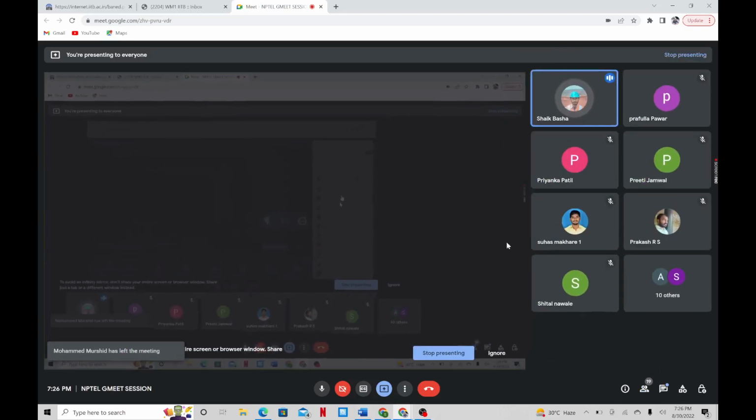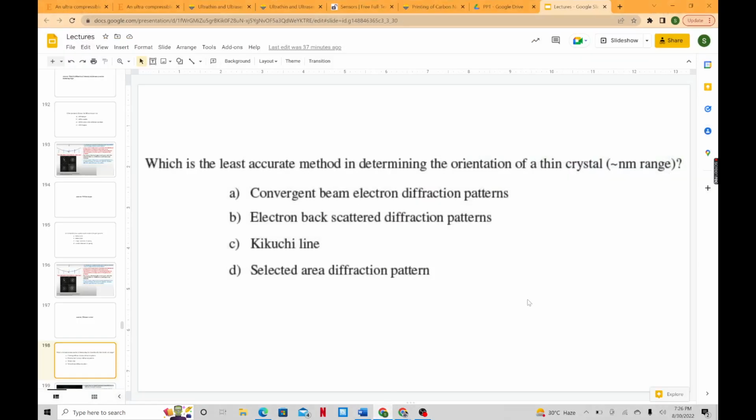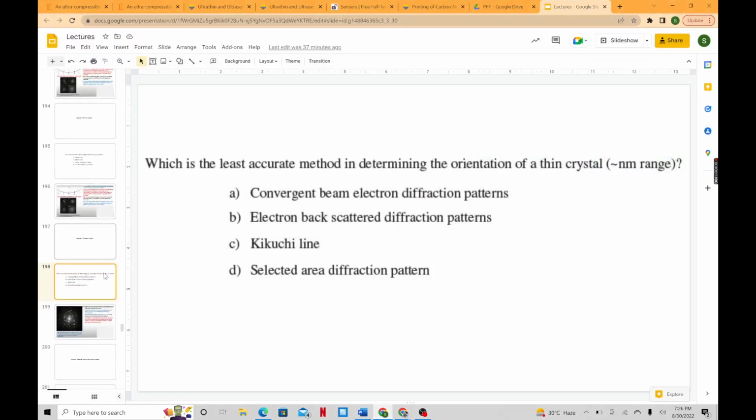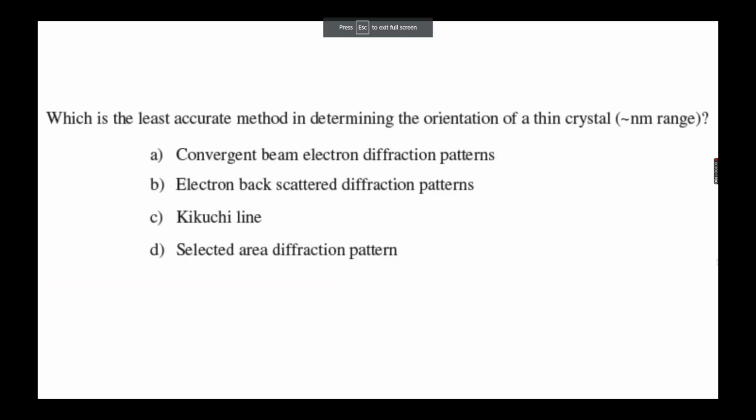For orientation, selected area diffraction is the best one. No? Okay, so why do you believe so? What is it that leads your SAD pattern to give you the orientation of a crystal?